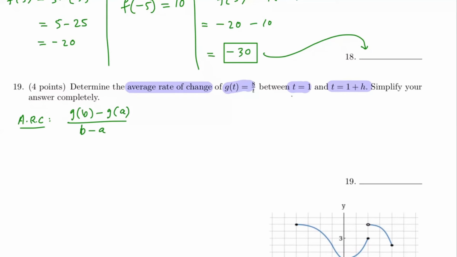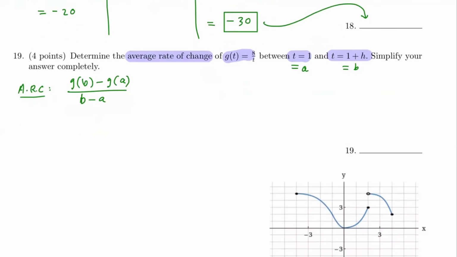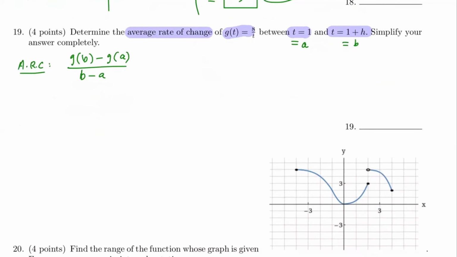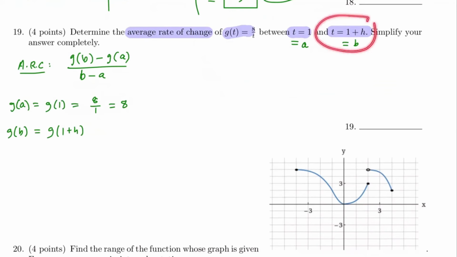Okay, so the first t value, we're going to call it a. The second t value, we're going to call it b. So we need to find what these values are. So g of a would be g of 1. So I plug that into my function g. That's 8 over t, so that's 8 over 1, which is 8. Then for g of b, I evaluate g of 1 plus h, because that is my second value. We call it b. This is going to be 8 over 1 plus h. Now that doesn't simplify, so we leave it as it is.